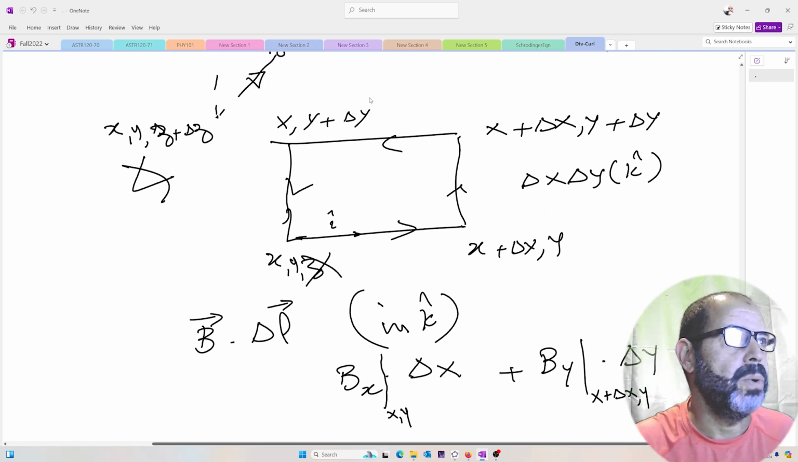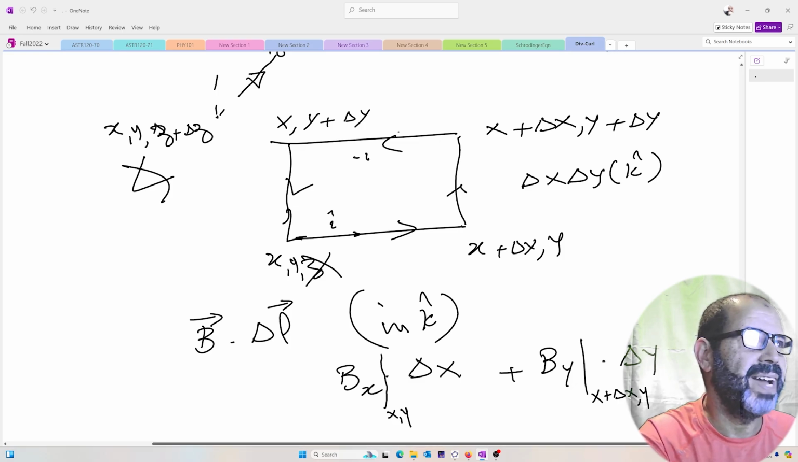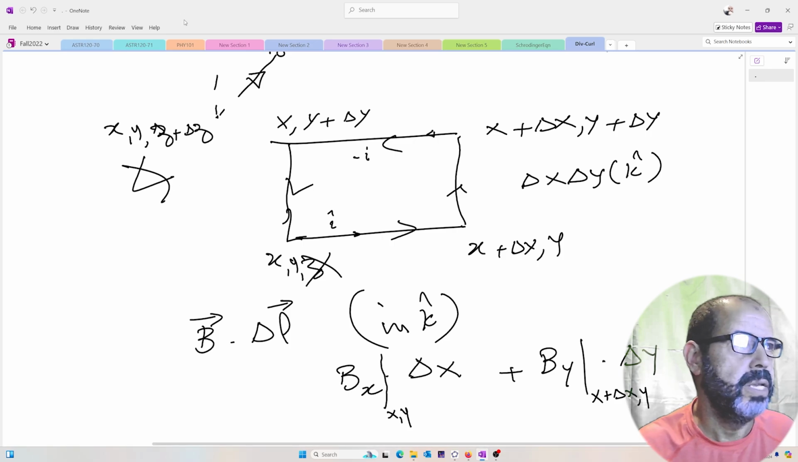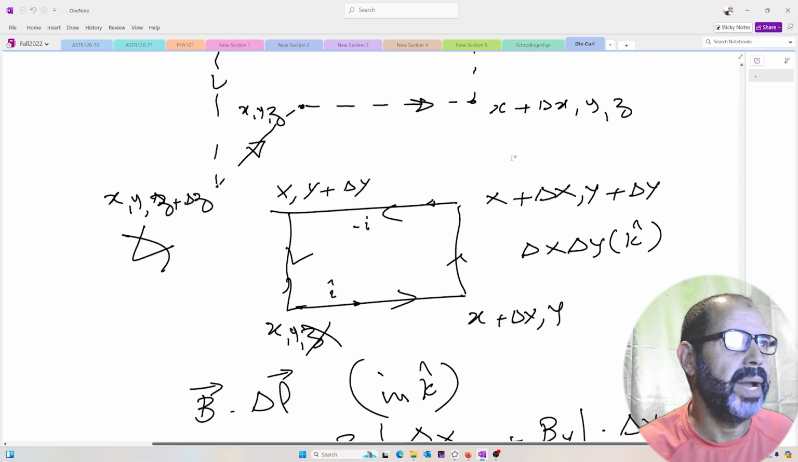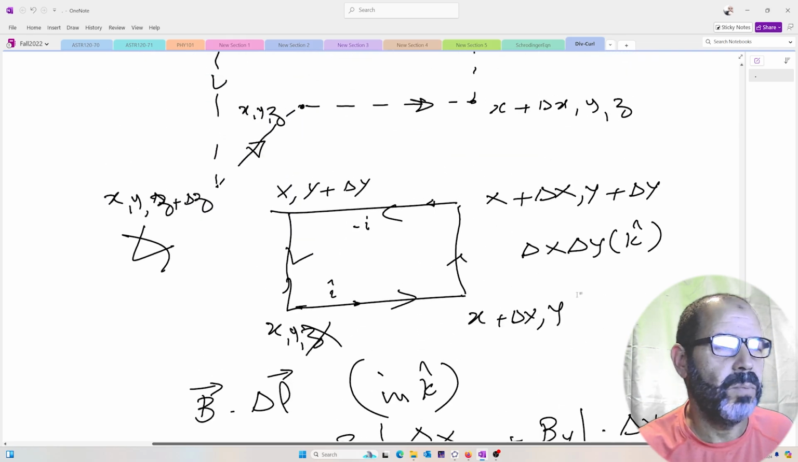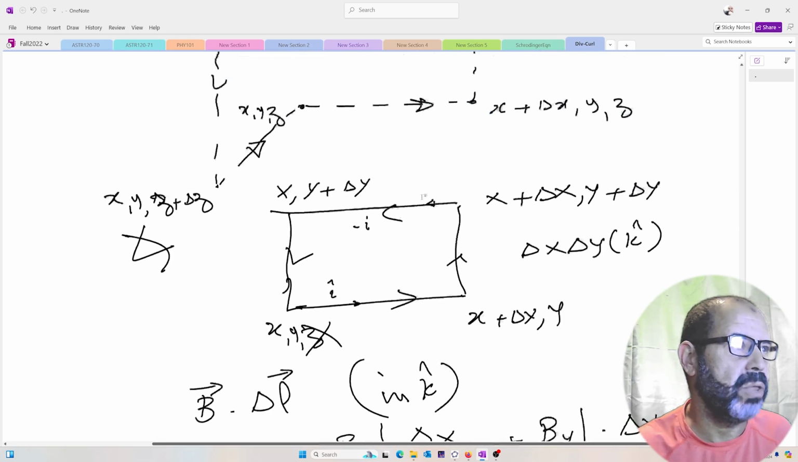So we have this too. But now, note that this path points in the negative i hat direction. This path points this way, and the vector b has this component. So I have a minus bx evaluated at the shifted value for y, because y has gone from y to y plus delta y everywhere on this line. So it's going to be x and y plus delta y, times the length of the path, which is delta x.